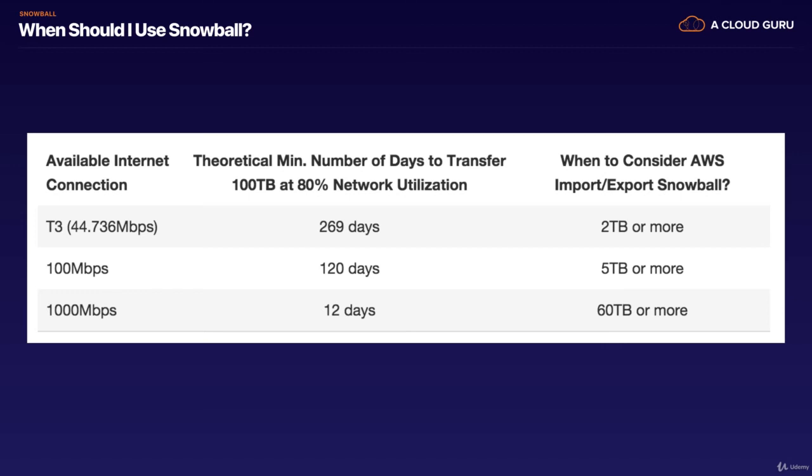If you were going to use AWS Snowball with those three different speeds, over here are the amounts at which you should consider using Snowball. 2 terabytes or more for the first connection, 5 terabytes or more for 100 megabits per second, and then 60 terabytes or more for 1,000 megabits per second. So that's all Snowball is.